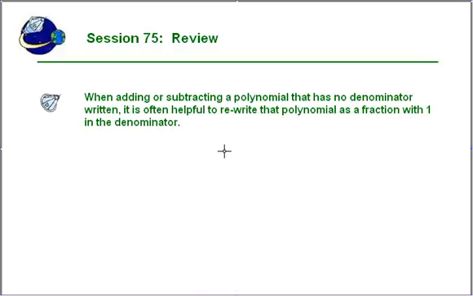Quickly then, as a review, when you add or subtract a polynomial that has no denominator written, it's often helpful to rewrite that polynomial as a fraction with 1 in the denominator. And then at that point you can proceed on with your normal manner of solving the problem, which oftentimes includes multiplying that number that you just created and put a 1 under by the denominator of your second fraction to create an equivalent fraction so that you can now get the same denominator in both of the terms that you're going to be combining together through adding or subtracting.